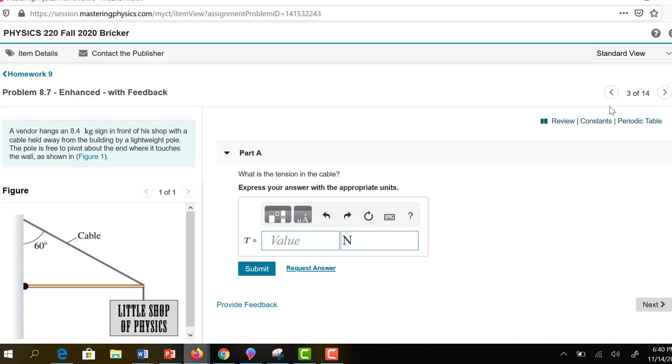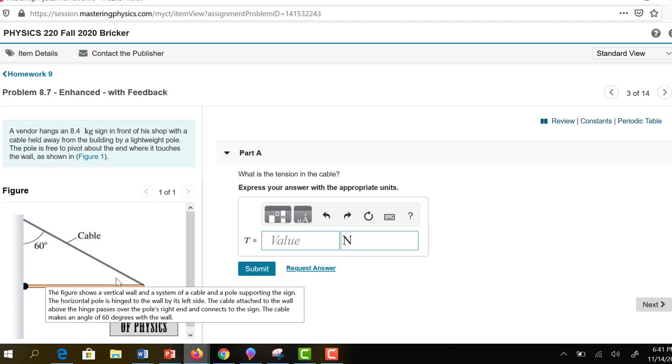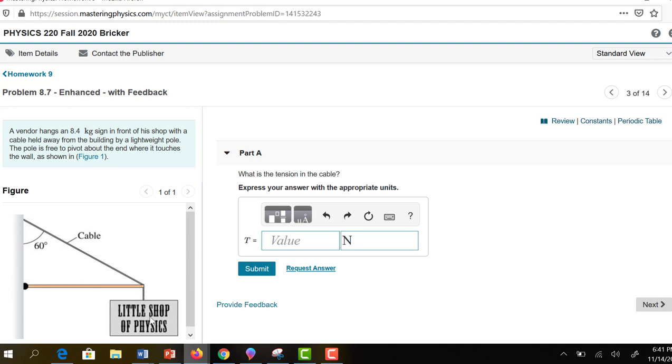Okay, so here's the next one on homework 9. This is actually the third problem, and it's from chapter 8. A vendor hangs an 8.4 kilogram sign in front of his shop with a cable held away from the building by a lightweight pole. So the lightweight pole, we're assuming that it doesn't have any mass. That's why they tell us it's lightweight. The pole is free to pivot about the end where it touches the wall. So over here, it's free to pivot. Maybe that's some sort of hinge. I've got the sign over here. What is the tension in the cable?